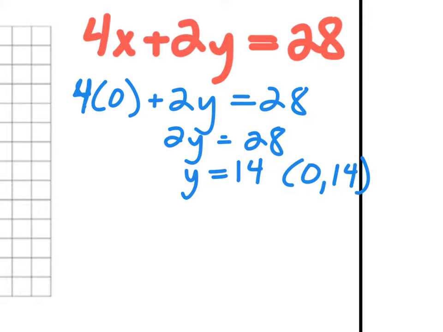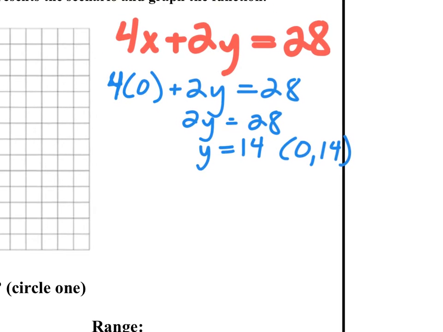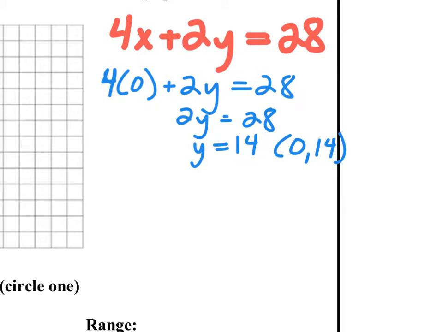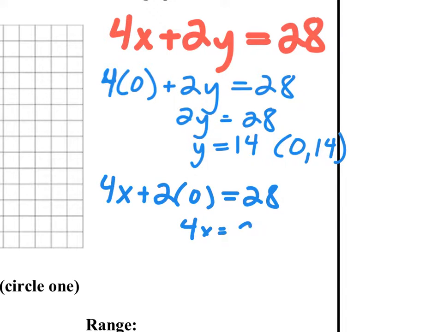So that means I could buy 0 pounds of Gala apples and 14 pounds of Red Delicious, right? Am I doing that right? Yes. Let's find our x-intercept. So 4x plus 2 times 0 equals 28. 4x equals 28. And x would be 7, which would be the point (7, 0).